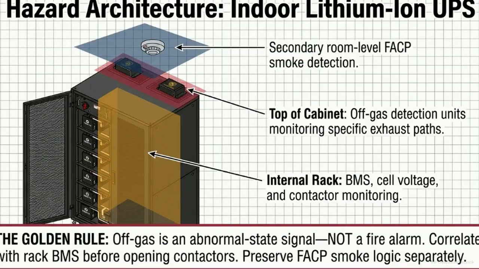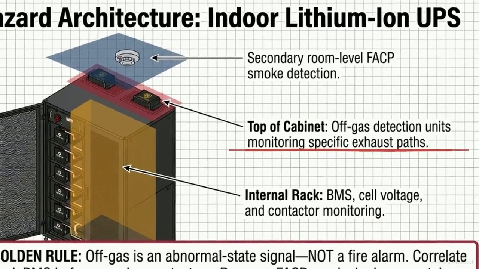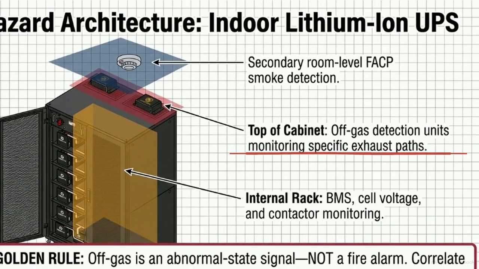The hazard architecture for an indoor lithium-ion UPS requires highly localized spatial monitoring directly at the cabinet level. Protection is separated into 3 layers: the internal rack monitoring voltage via the battery management system, off-gas detection units mounted at the top of the cabinet exhausts, and secondary room-level smoke detection.